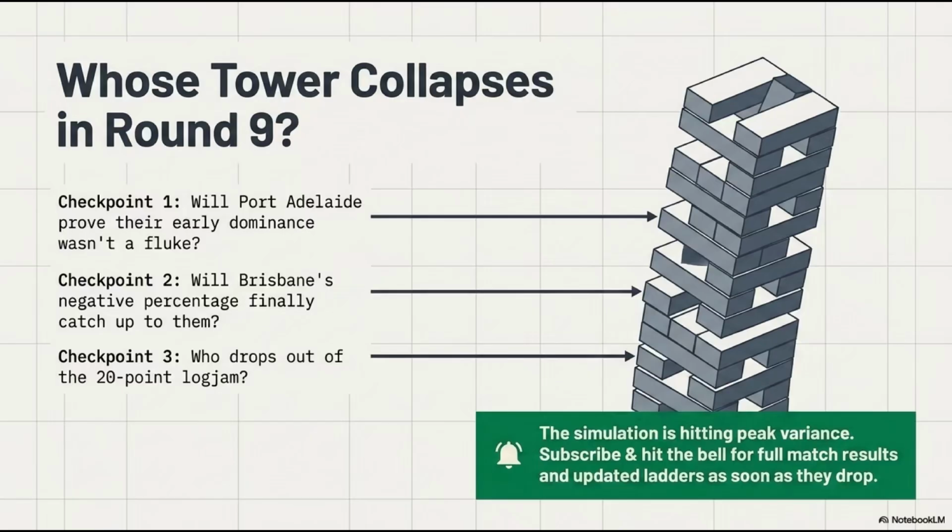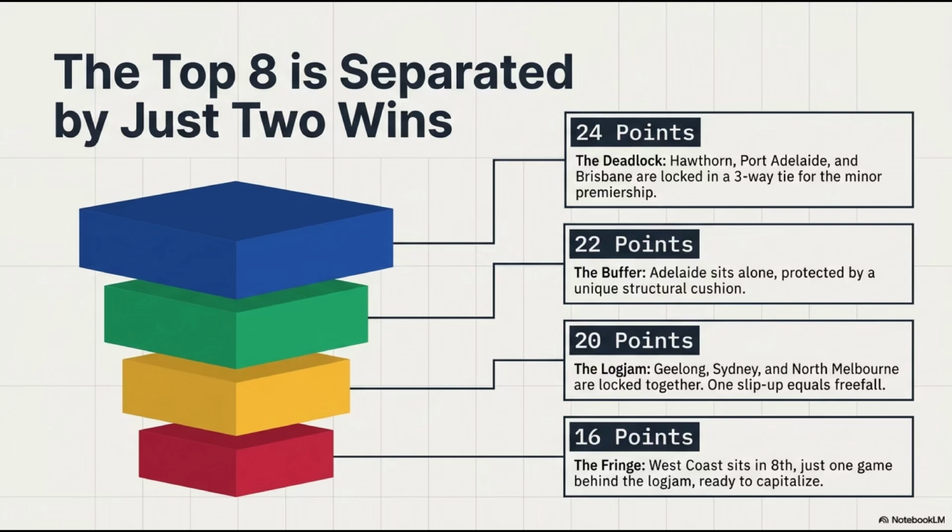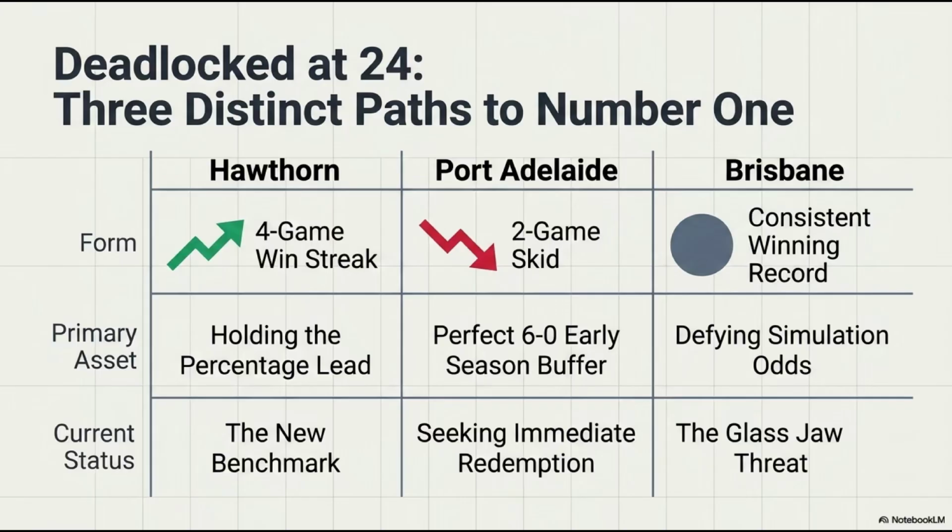We like to find meaning in everything. Exactly. We're wired to see a 6-0 start and automatically assume dominance. We assume there's a permanent structural advantage at play. But in a simulation governed by dice rolls and probability matrices, a 6-0 start can absolutely be a statistical fluke.